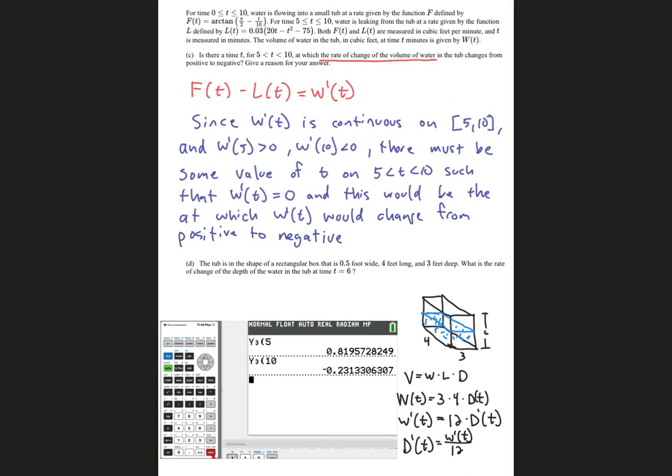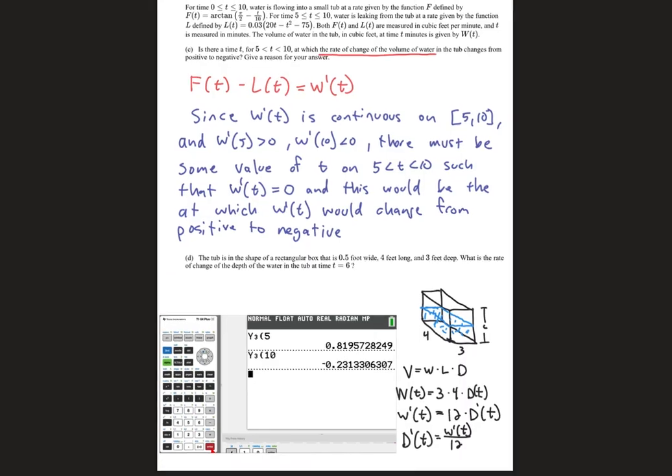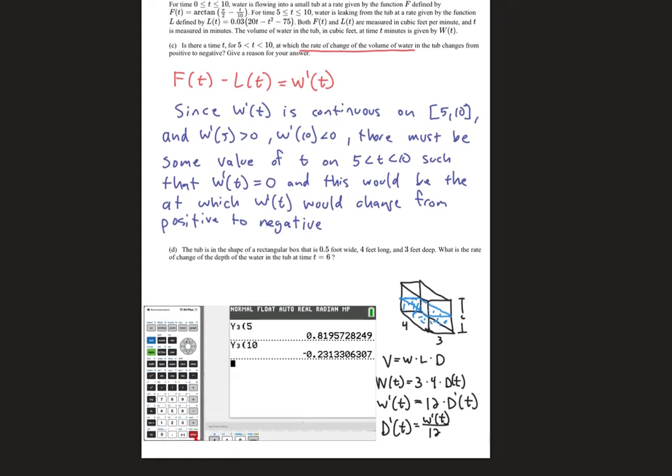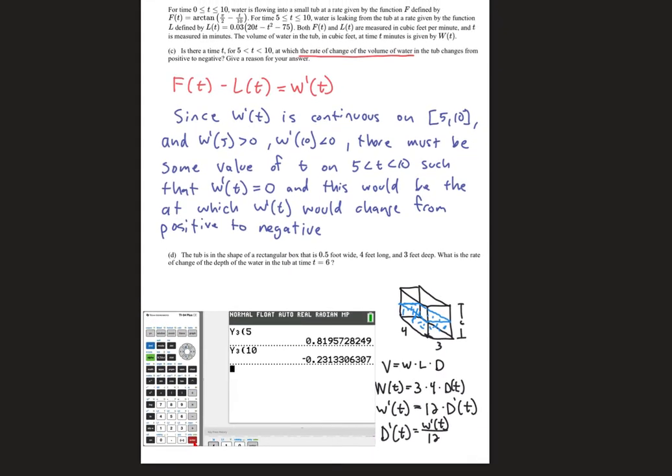And then if they want it at t equals 6, we're basically just going to plug in 6. So our answer is going to be d prime of 6, which is really W prime of 6, which we can find easily, over 12. So let's go to the calculator and do that.